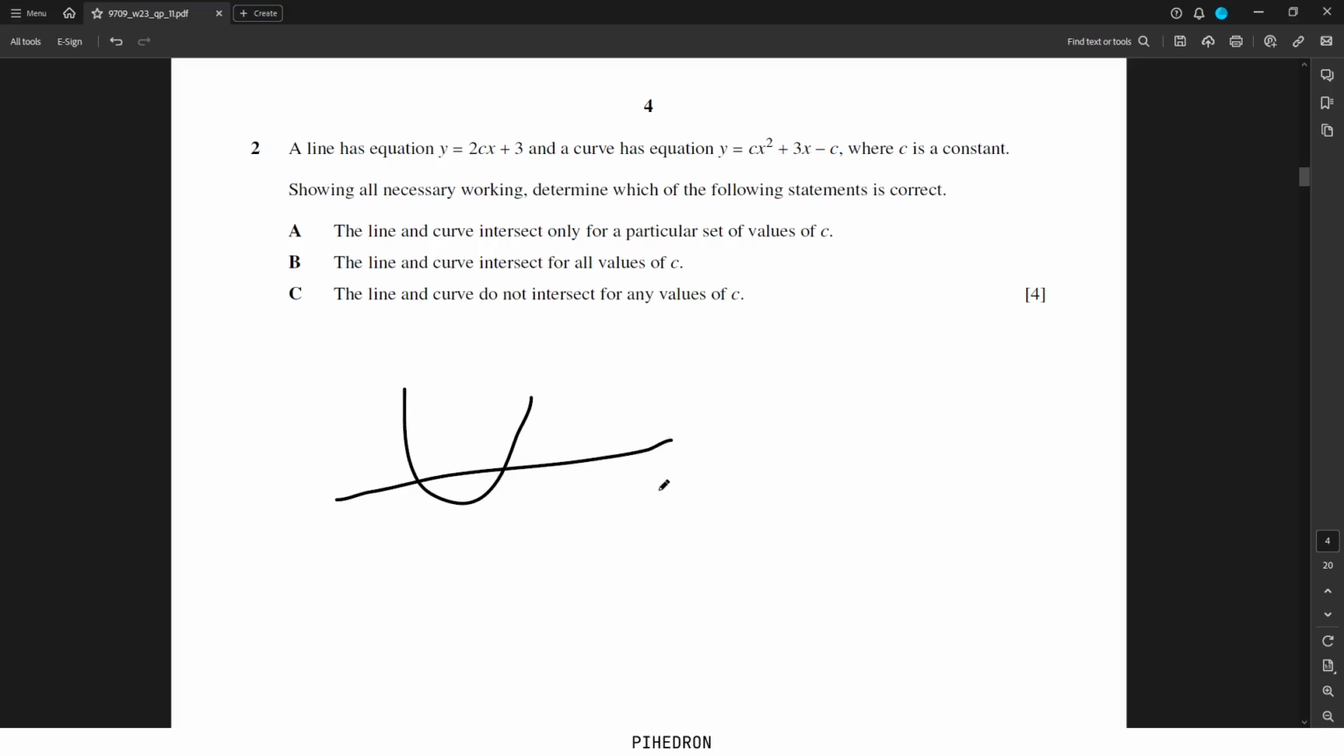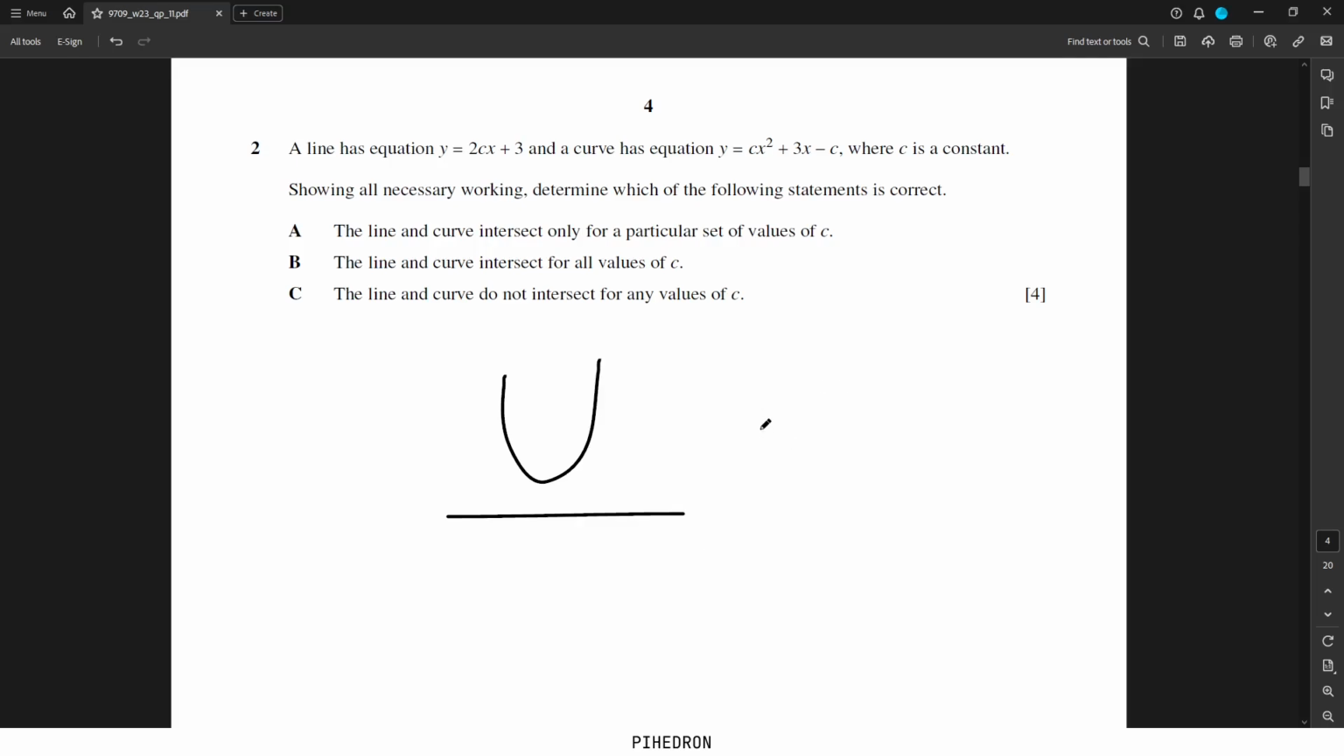So if they intersect, they can intersect at 2 points. They can intersect at 1 point, which would be tangential, or they can not intersect at all, like this. So if we subtract a linear from a quadratic, we get another quadratic, and we can check if they intersect by solving the quadratic equation, but we can easily check if a quadratic and linear intersect by looking at the discriminant.